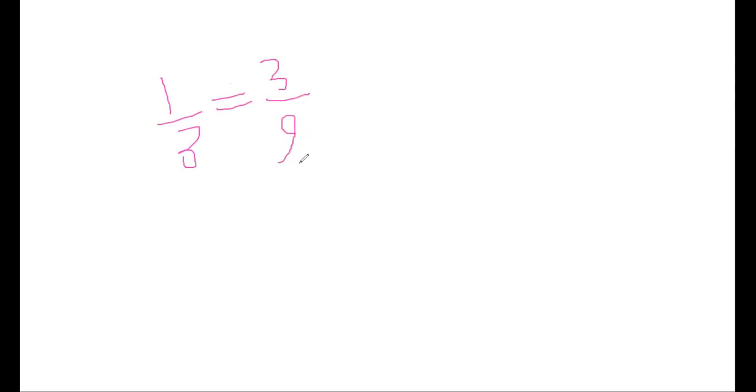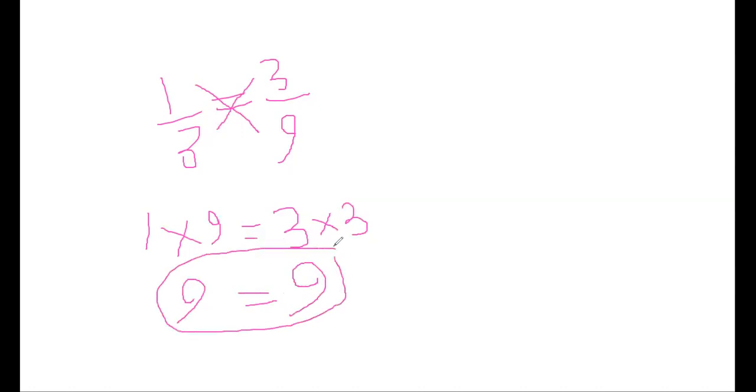Now cross product. What is cross product? You will put a cross or multiply sign. What does it mean? You will multiply 1 with 9, the upper value with the lower value. 1 times 9 is equal to 3 times 3. Check them. 1 times 9 is 9, and 3 times 3 is 9. Both answers are 9. So you can say that 1 over 3 and 3 over 9 are equal.